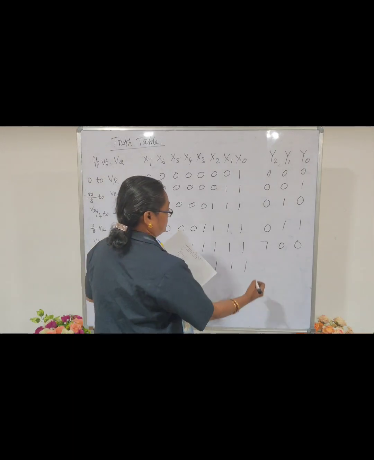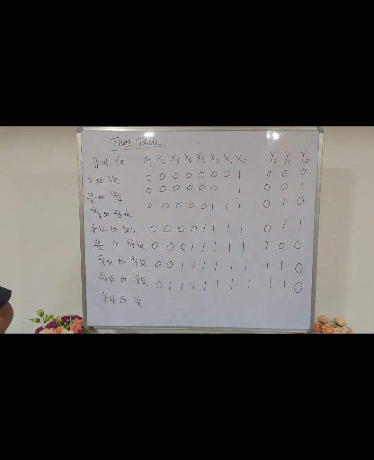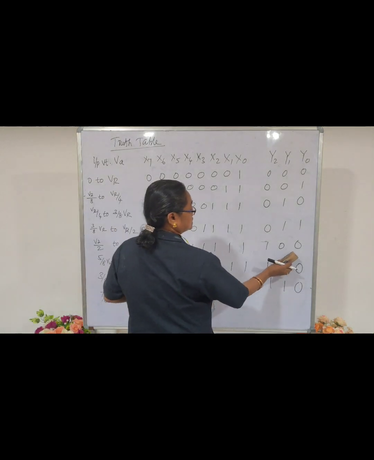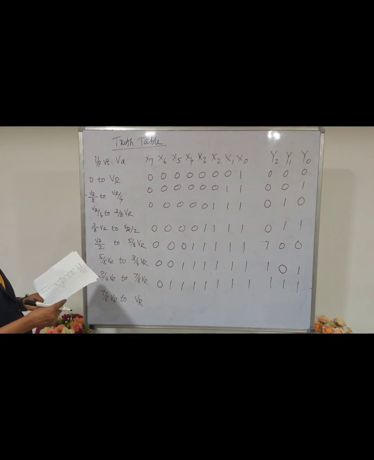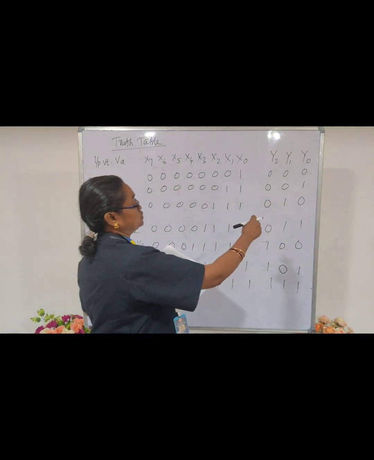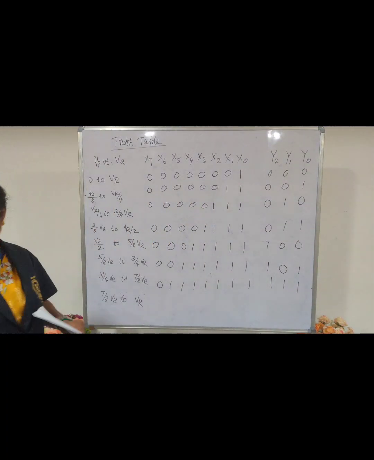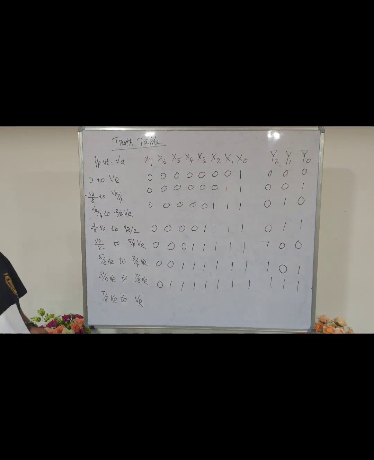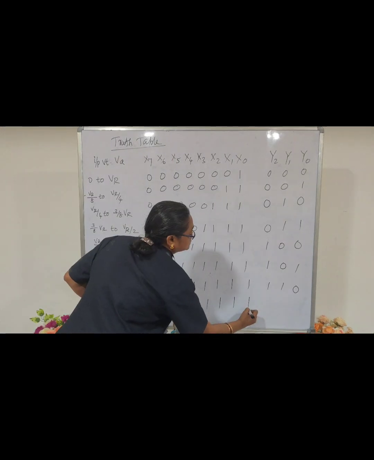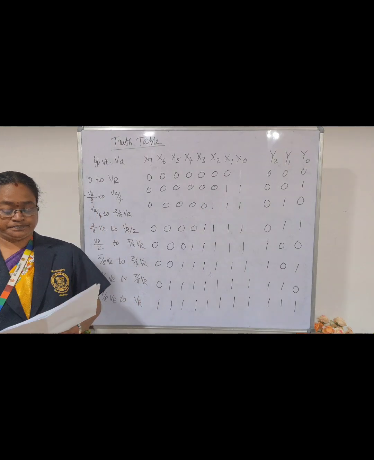I made a mistake, I'll cut it and show you. 6, 4, 5, 0, 1, 2, 3. Let's cut it. Now run.